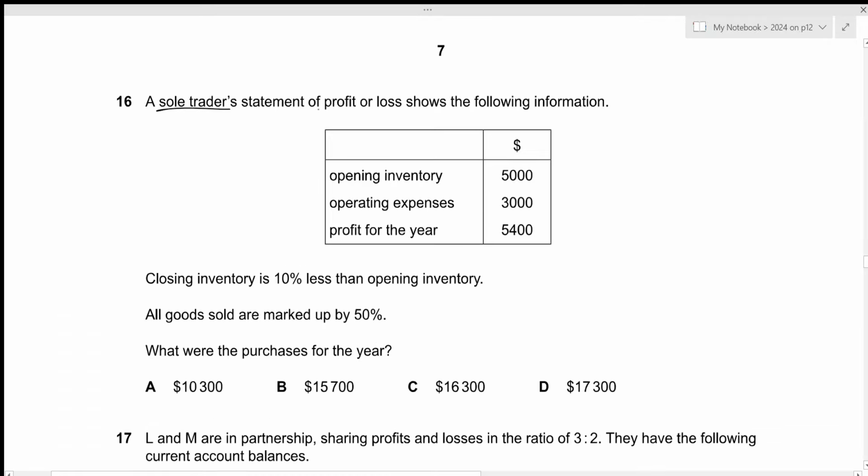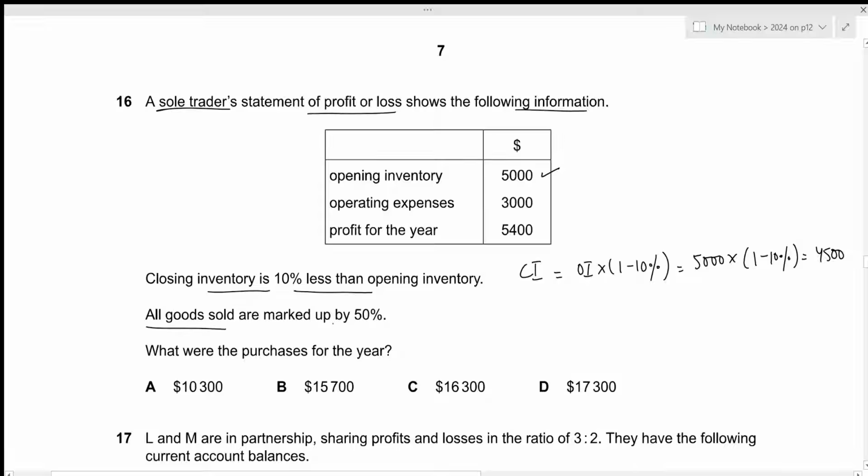A sole trader's statement of profit or loss shows the following information. We have opening inventory, operating expenses, profit for the year. Closing inventory is 10% less than opening inventory. So closing inventory, we just need to reduce the value of opening inventory by 10%. So opening inventory times 1 minus 10%. That will be 5000 times 1 minus 10%, which results in the value of 4500. That is the closing inventory.